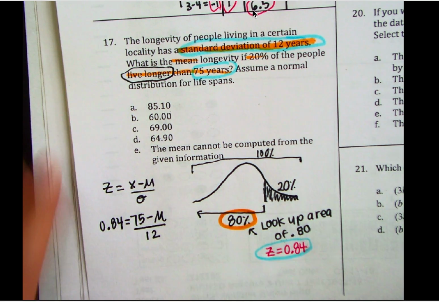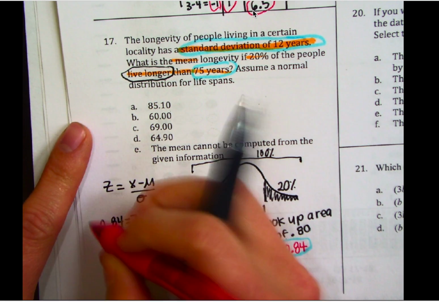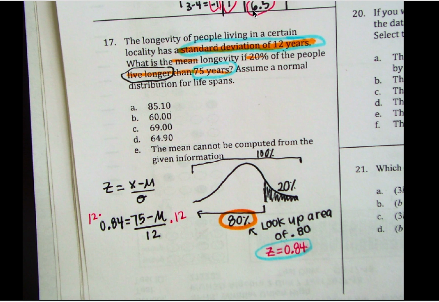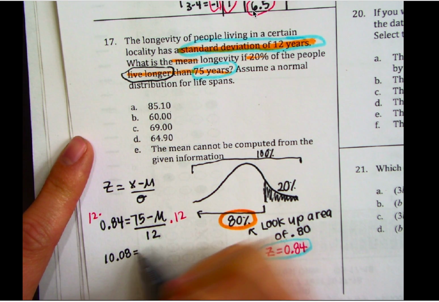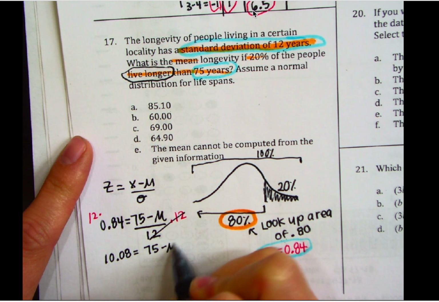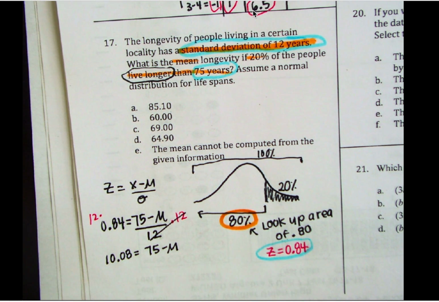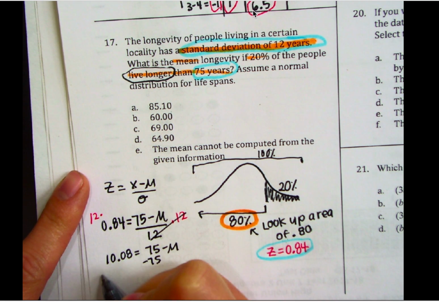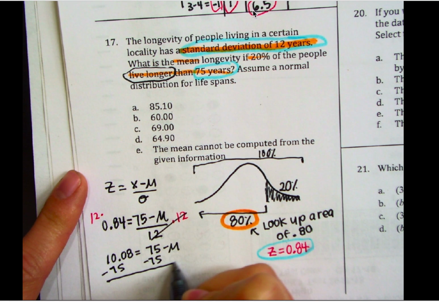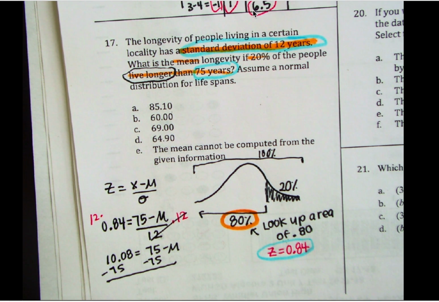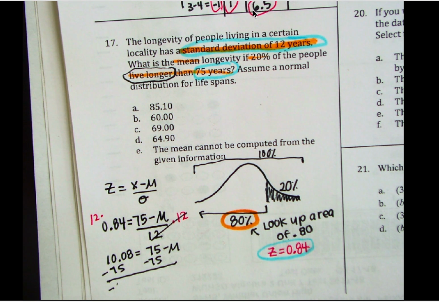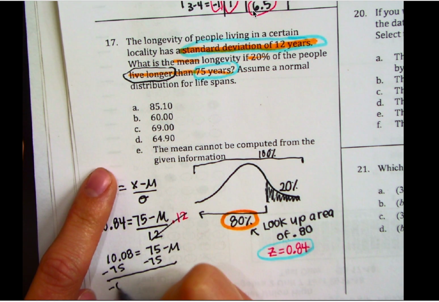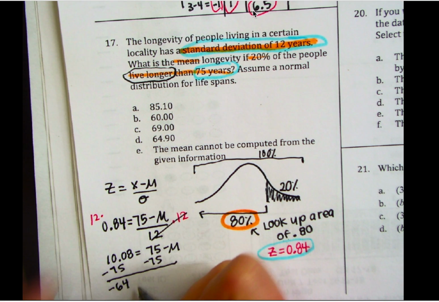To do that, I'm going to get rid of my fraction by multiplying both sides by 12. So 12 times 0.84 will give me 10.08 is equal to 75 minus my mean. And then to solve this, I'm going to subtract 75 from both sides. So if we do that in our calculator, we're going to get negative 10. Just want to double check. Negative 64.92.